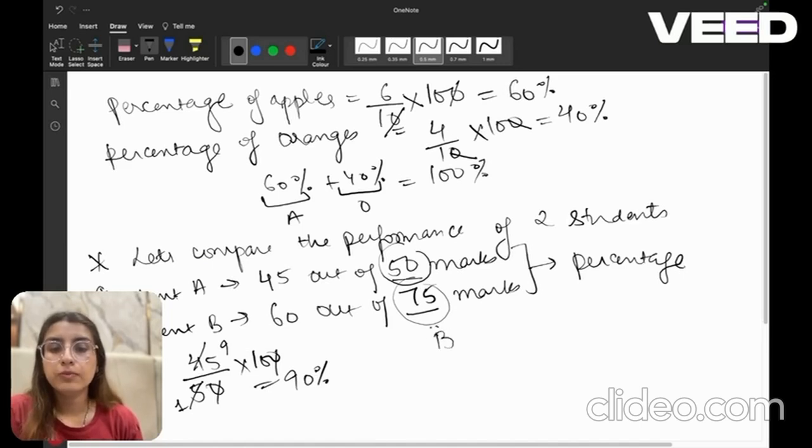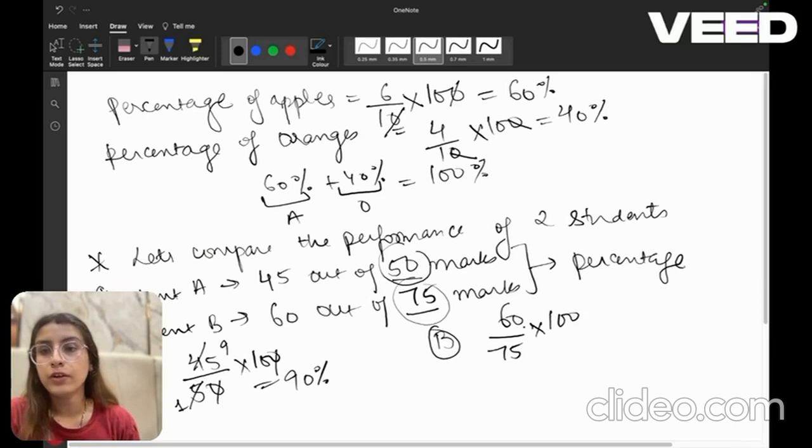So for B, it will be 60 as he scored 60 marks upon 75 as this was the total, into 100 because we have to convert it into percentage.